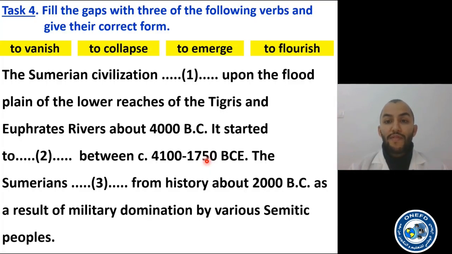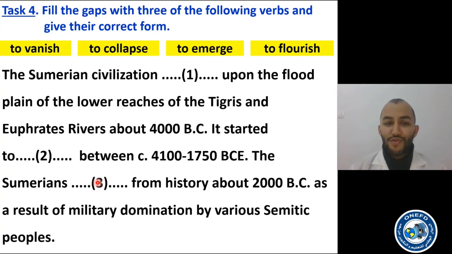Fill the gaps with 3 of the following verbs and give their correct form. It means that here again you have 4 words, the same words that we have been working with, but here you have only 3 gaps. So not only are you going to choose just 3 from this list, but you are going to put them in the correct form, possibly to conjugate them.